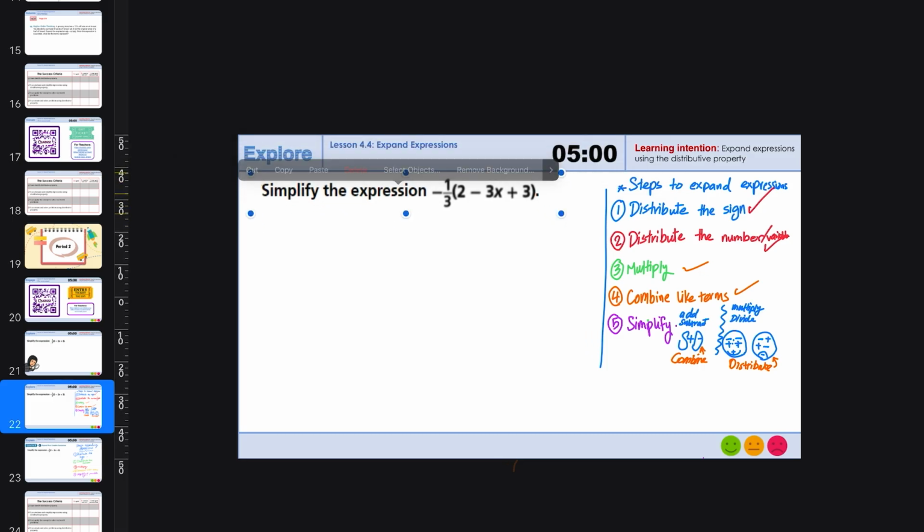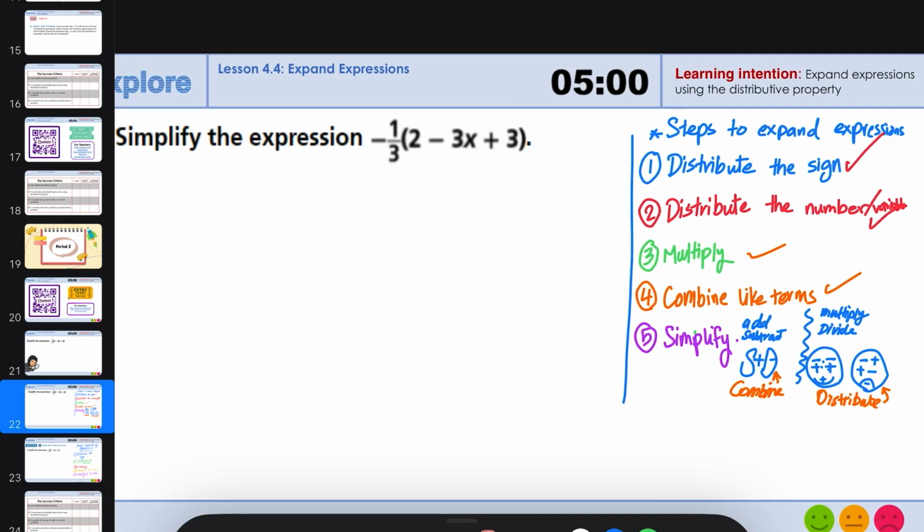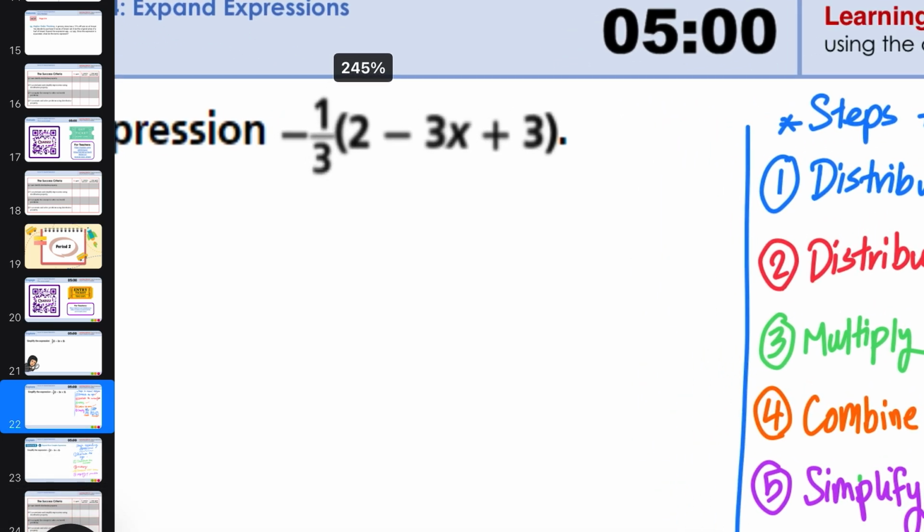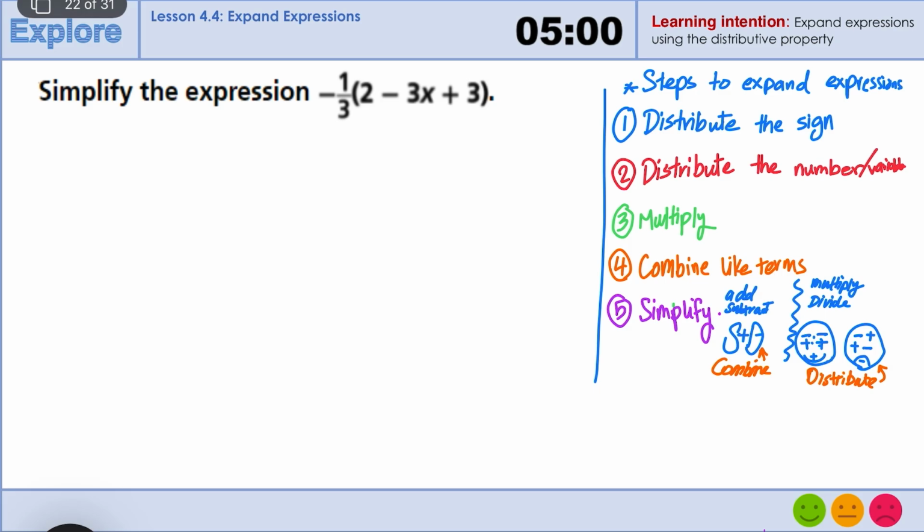Okay, let's work on this example. So here I have, I need to use distributive property to expand this expression. Let's see what I can do. So again, in this expression, I have a fraction, I have a negative sign, I have a lot of things, to be honest. Let's see what we should do first. First thing, based on the steps, I need to distribute the sign. So since I have a sign, yes, I can distribute it.